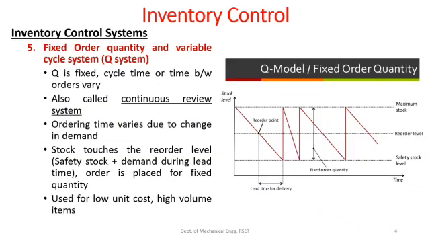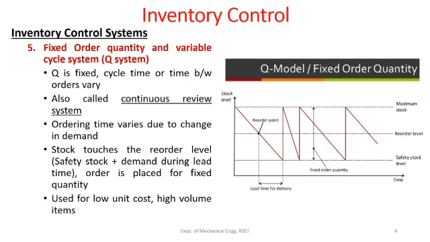So the next inventory control system is called the Q system, which is the fixed order quantity and variable cycle system. Now, as the name suggests, in the Q system, the order quantity remains fixed, whereas the cycle time, that is the time between subsequent, consecutive orders, is different. So in a Q system, Q remains fixed, and the cycle time, or the time between consecutive orders, keeps on varying.